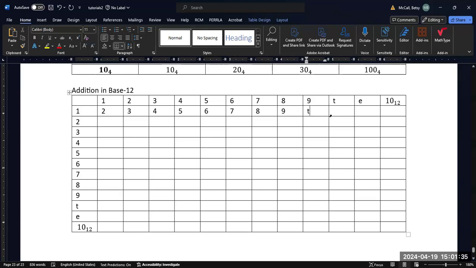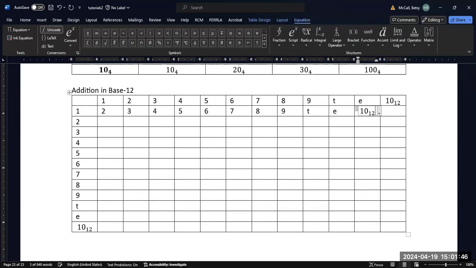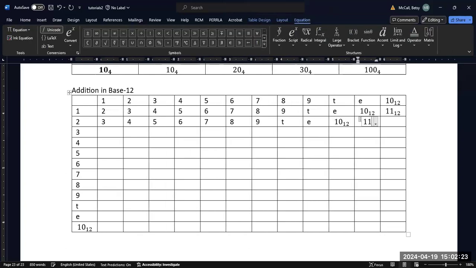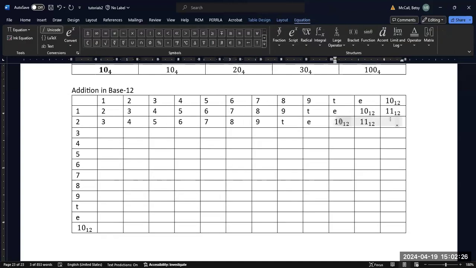T, E, and then we get to 1, 0, because now we're at 12, right? So that's represented as 1, 0 in base 12. And then one more than that would be 11 in base 12. And then the next line down, 2 and 1 is 3. Again, all of this seems perfectly normal. In the addition table, everything just goes up by 1 in each row. And so we get 10 base 12, and then we get 11 base 12, and then we get 12 base 12.